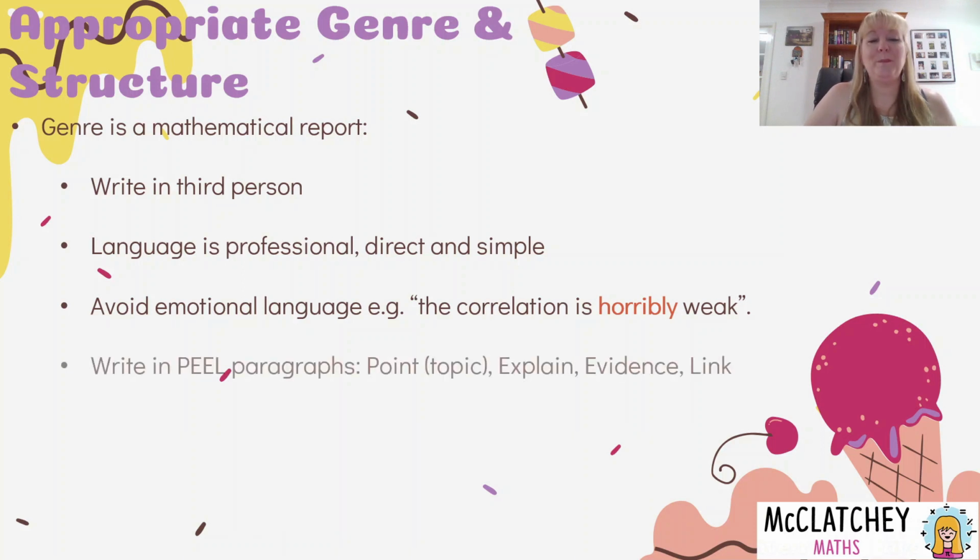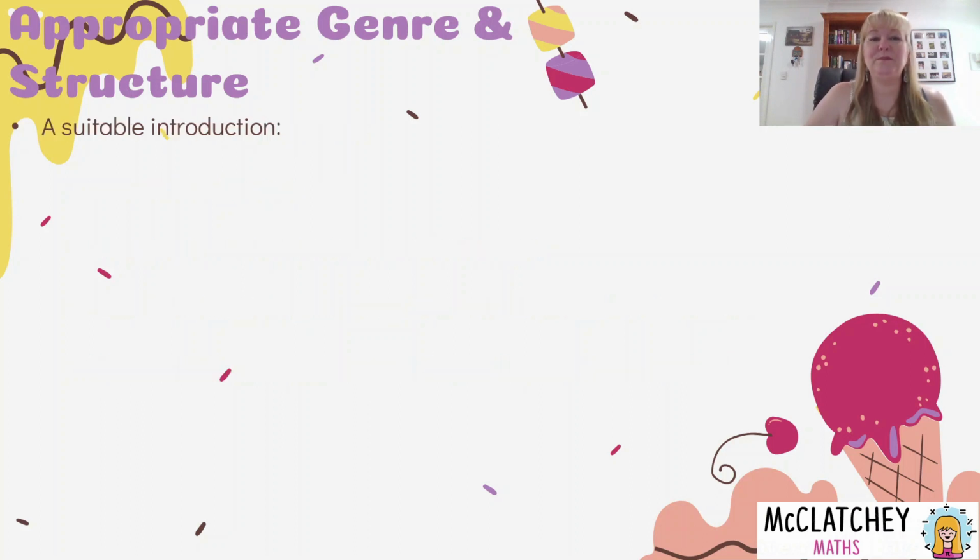So keep it simple. Write paragraphs in PEEL paragraphs. You would have learned about these in school. P for point or topic, explain, and then evidence, and then link to the next paragraph that will be written. If you follow that PEEL structure and keep each paragraph to about 4, 5, or 6 sentences at the maximum, then you'll keep that coherence going well too.